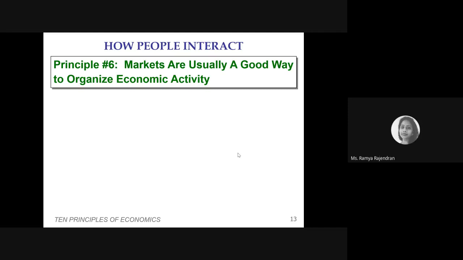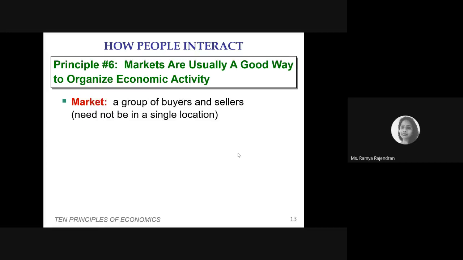Principle 6. Markets are usually a good way to organize economic activity. Okay, a market is nothing but a place where buyers and sellers meet. It cannot be a single location. Flipkart and Amazon are markets. It's not even a location right now, right? In the olden days, markets could be at any place. Even one city would have two or three markets.